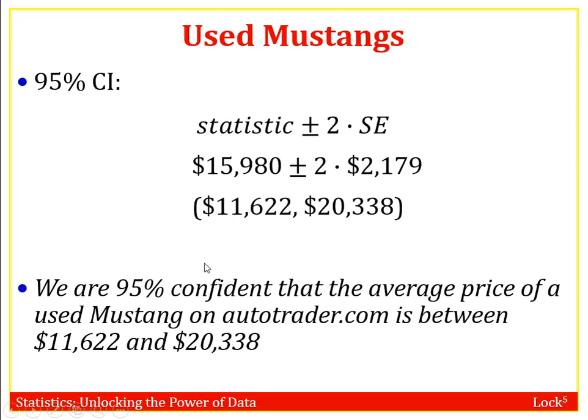So we would say we are 95% confident that the average price of used Mustangs on Auto Trader is between $11,622 and $20,338.